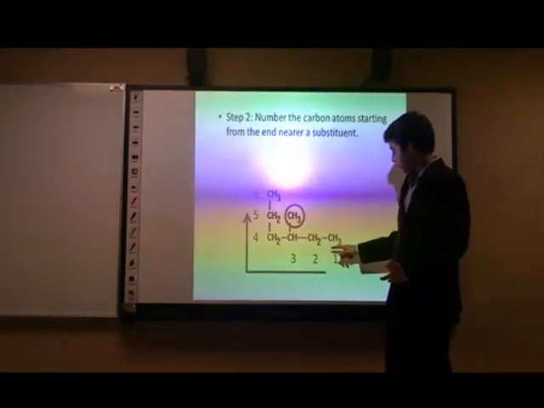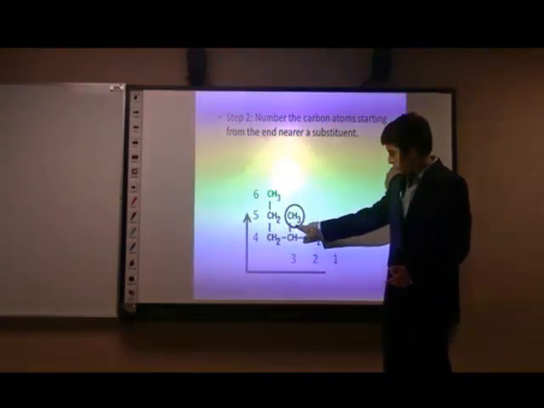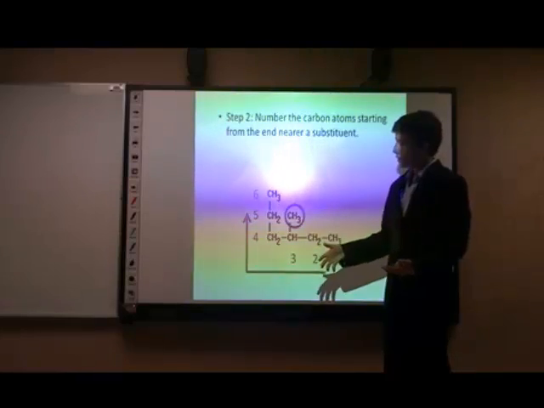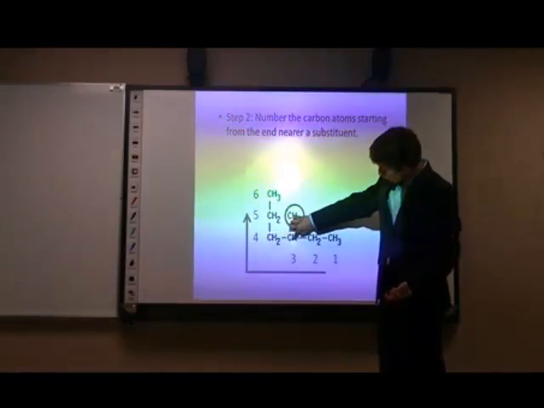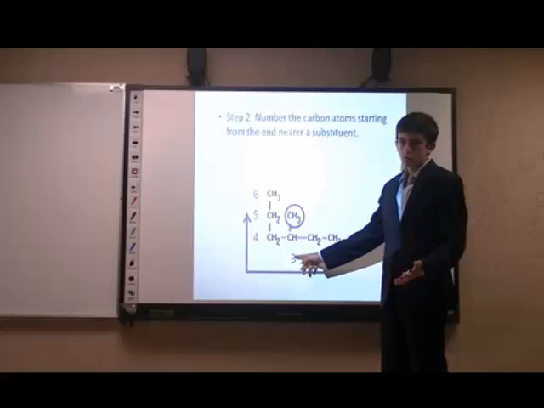So in this case, we will start 1, 2, 3. So it's going to be the position 3. If we do it otherwise, it will be 1, 2, 3, 4. So the lowest number position is 3.